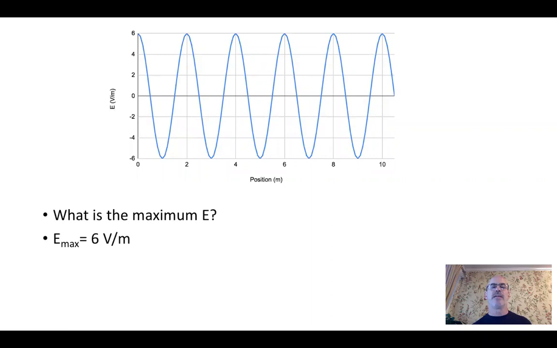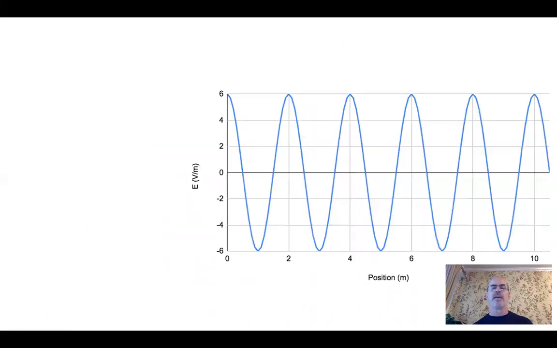So E max now is 6 volts per meter. And what is the wavelength of this wave? So remember, if you want to find the wavelength of a wave, you go from, again, crest to crest or trough to trough. So it looks to me like this wavelength is about 2, right? 2 meters is the wavelength. And so the equation, if it's a function of position, is E max cosine 2 pi over lambda, the wavelength, times x.